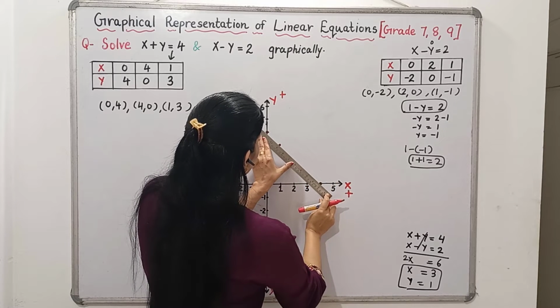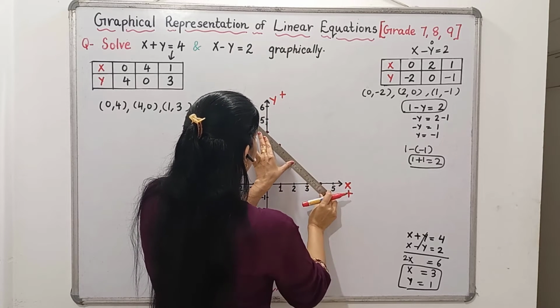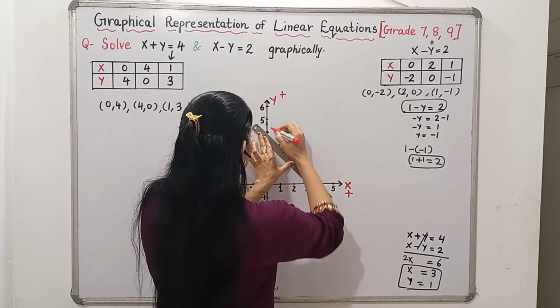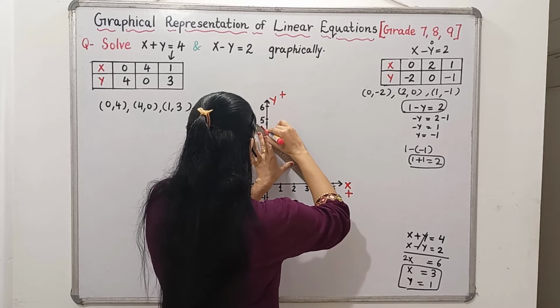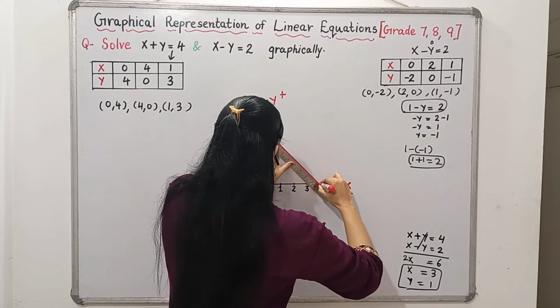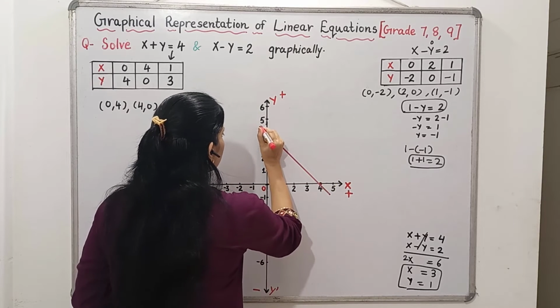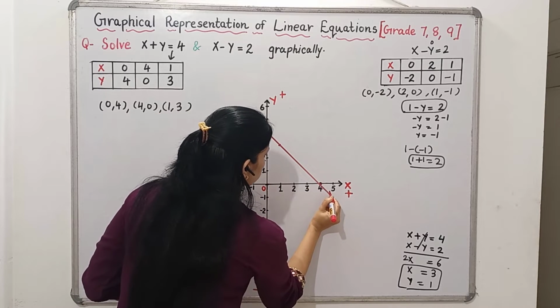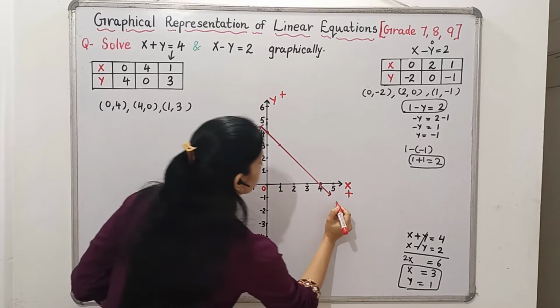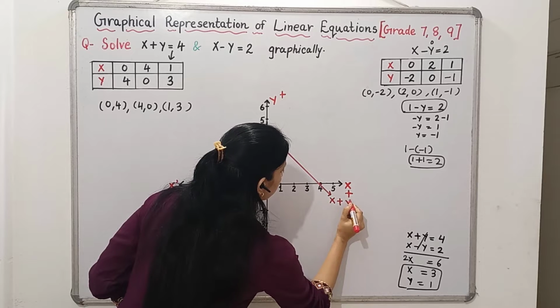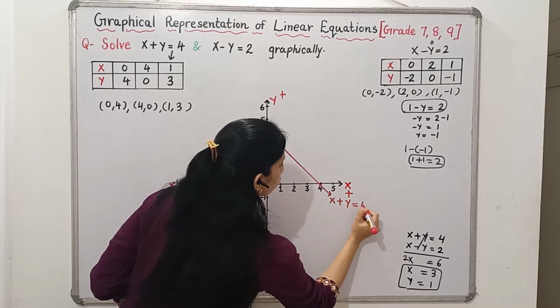Let's join these 3 points and draw a line. If you do this question on a graph, then you will get the exact point. Okay, so this is the graph for the first equation, that is x plus y is equal to 4.